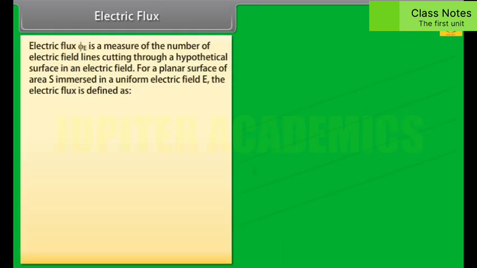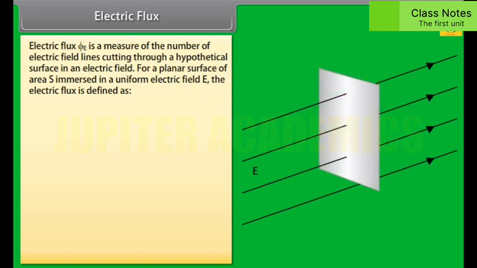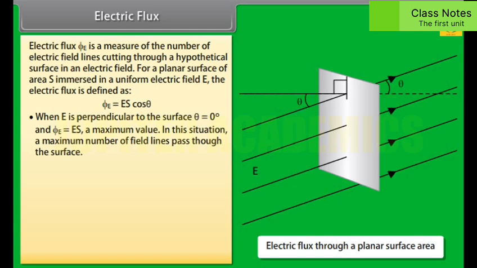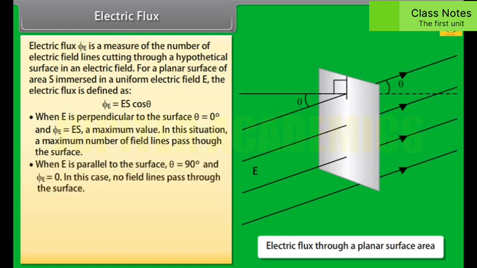Electric flux. Electric flux, phi E, is a measure of the number of electric field lines cutting through a hypothetical surface in an electric field. For a planar surface of area S immersed in a uniform electric field E, the electric flux is defined as phi E is equal to ES cos theta. When E is perpendicular to the surface, theta is equal to 0 degree and phi E is equal to ES, a maximum value. In this situation, a maximum number of field lines pass through the surface. When E is parallel to the surface, theta is equal to 90 degree and phi E is equal to 0. In this case, no field lines pass through the surface.